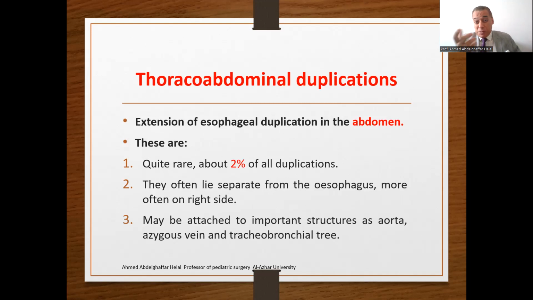Thoracoabdominal duplication. What is meant by thoracoabdominal? Thoracoabdominal means extension of the esophageal duplication into the abdomen, a duplication affecting the thoracic esophagus along with the abdominal esophagus. This is quite rare, about 2% of duplications. It often lies separate from the esophagus, more often on the right side, and may be attached to important structures such as the aorta, azygos vein, and tracheobronchial tree.